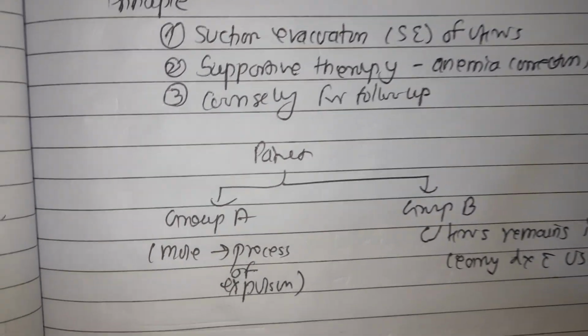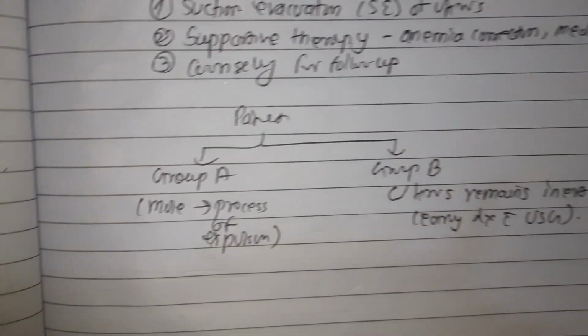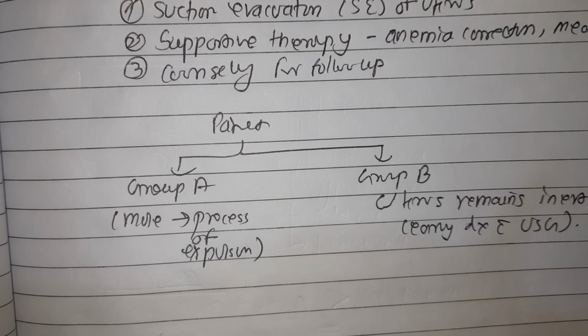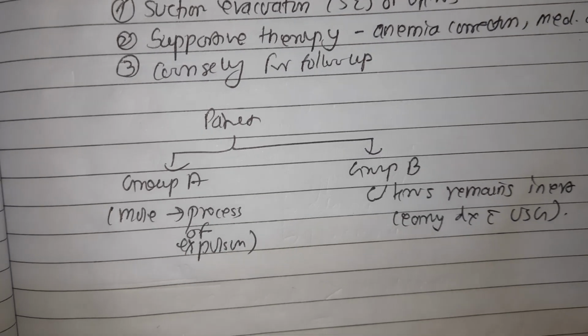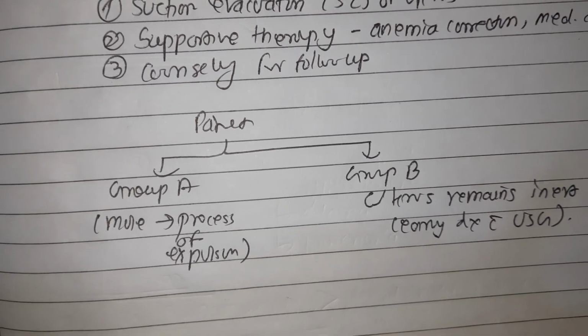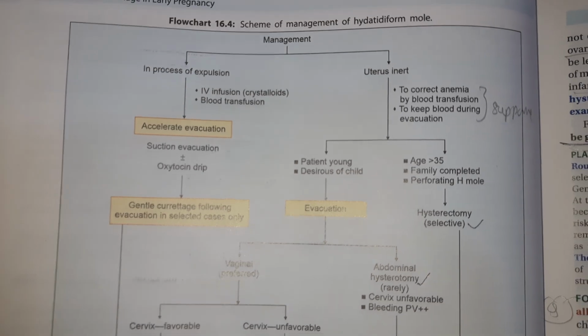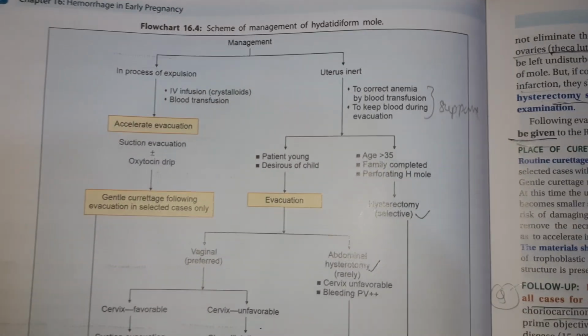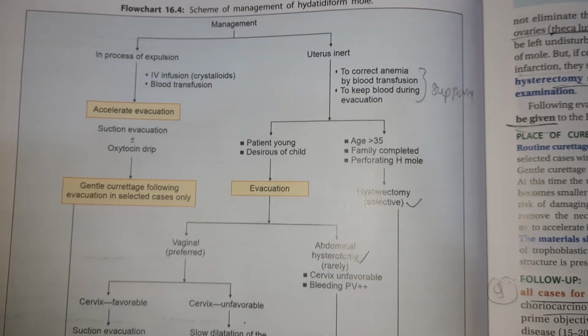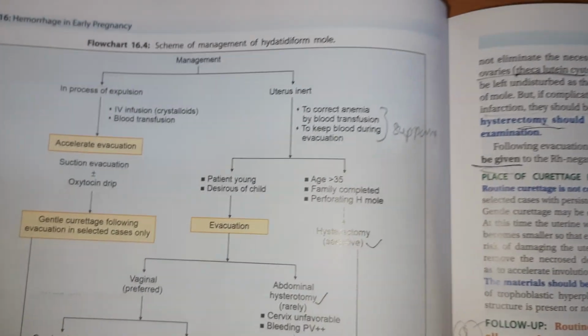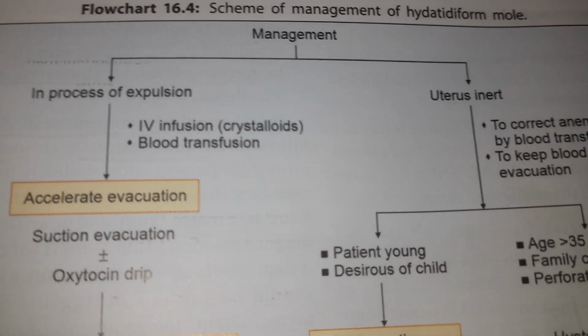The patients are grouped into group A and group B. In group A, the mole is in the process of expulsion, and this is less common. In group B, the uterus remains inert. Early diagnosis is made with sonography. This is the flowchart from DC Dutta's obstetrics showing the management of hydatidiform mole, and we will see this. First of all, the patients are divided into two groups: in the process of expulsion and uterus inert.